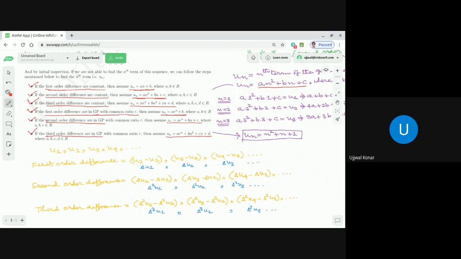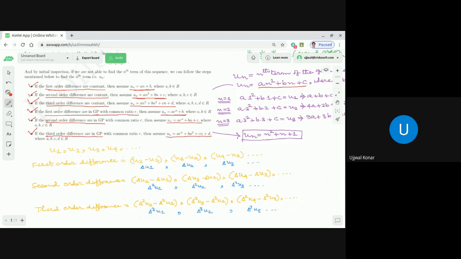I'll just repeat once, and after that I'll go to the next topic. First, you find the first order difference. You need to know how to find the first order difference, second order difference, and third order difference. First you find the first order difference.